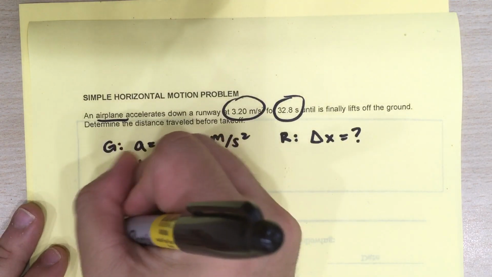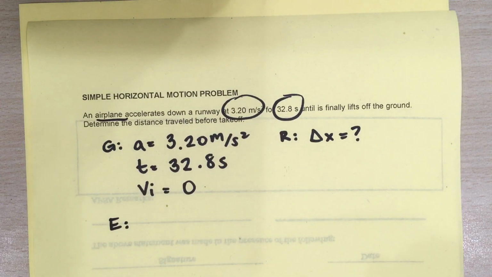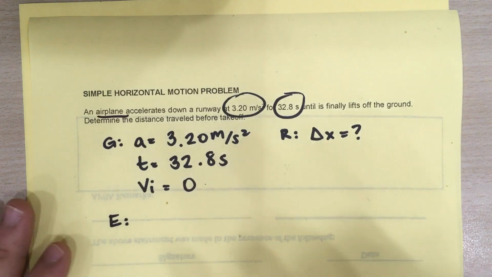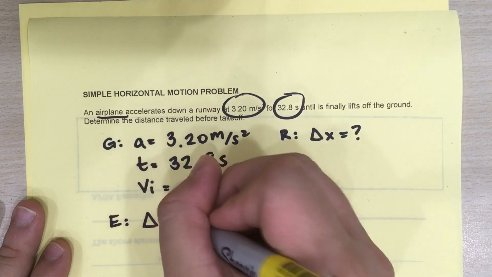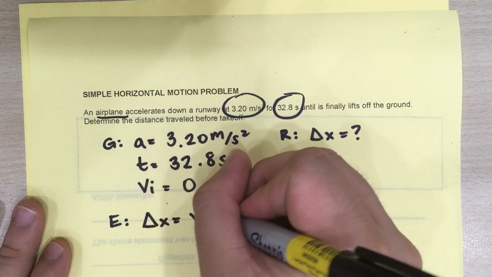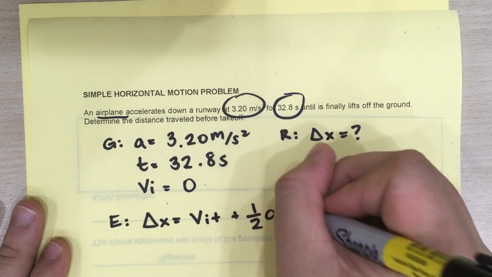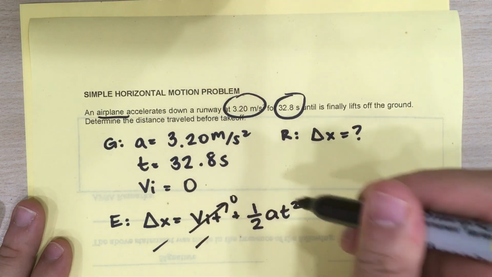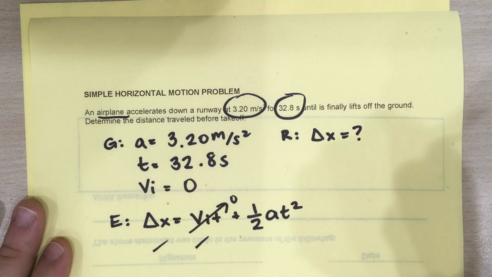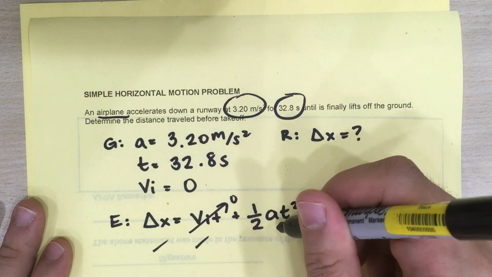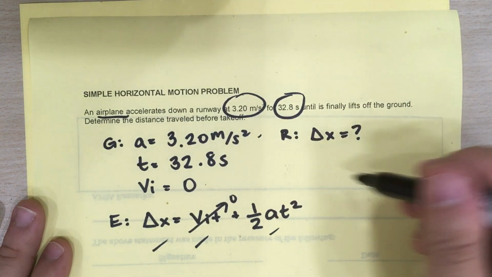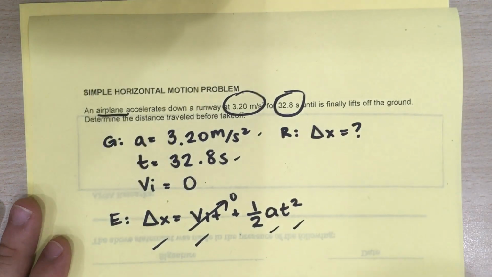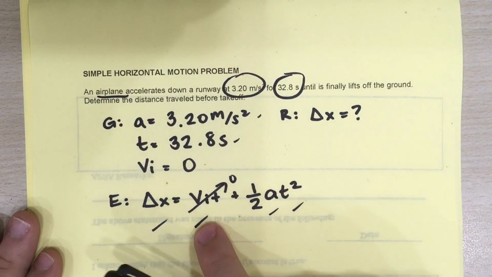Which equation do we now use? Well, the equation that has all of these, if you look at your equations, would be the rectangle plus triangle, so that's delta x equals VIT plus 1/2 AT squared. Okay, let's check. Do we have a delta x? Well, we're looking for it. Do we have a VI? Yes, we do, and it's 0. Therefore, this entire thing would cancel out because 0 times anything is simply 0. Okay, 1/2 A, do we have an A? Well, we do, so that's a check. And we definitely have a time. This is a check. We can therefore start solving using this equation here.